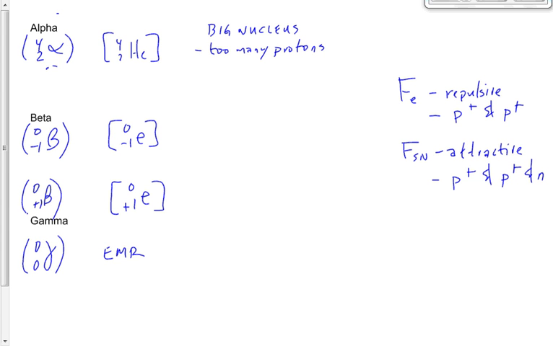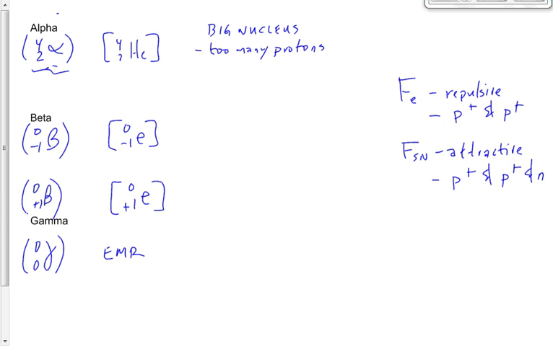It breaks apart. If you have too many protons relative to the number of neutrons, then you get too big of a repulsive force relative to the attractive force. The nucleus is unstable, and this chunk breaks off. This little piece of the iceberg right here breaks off. The alpha particle leaves the nucleus.